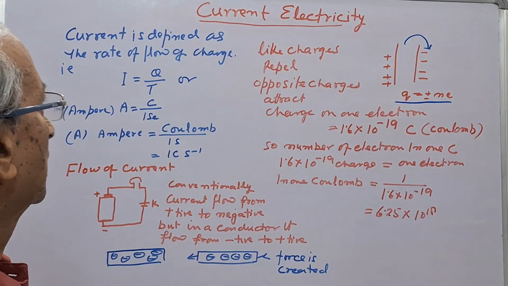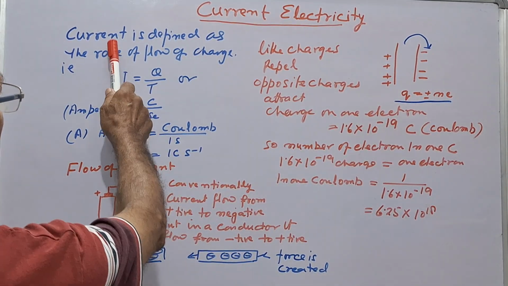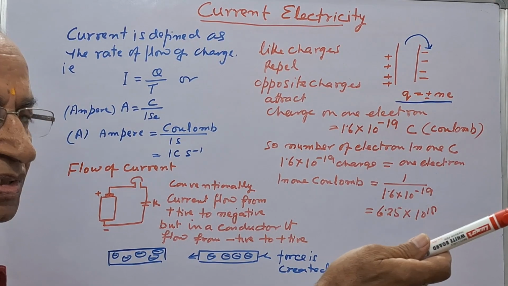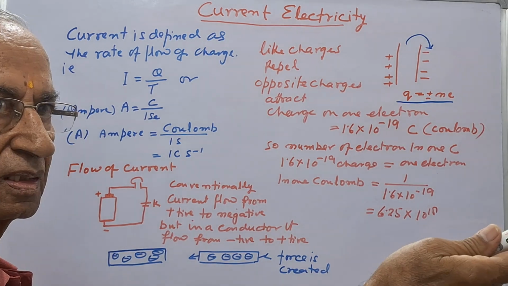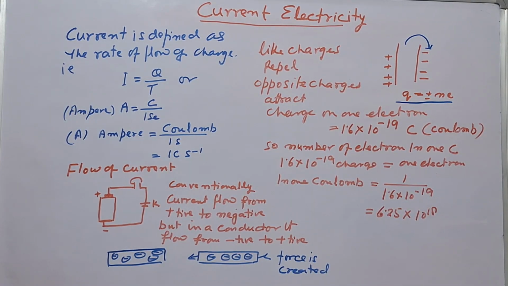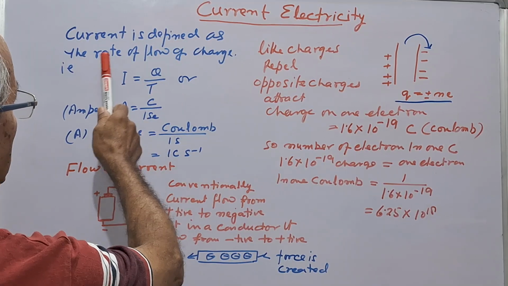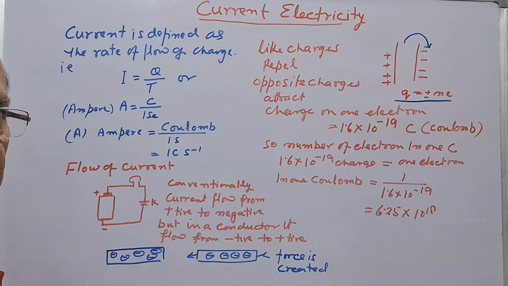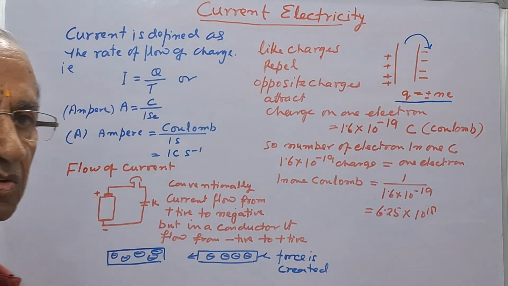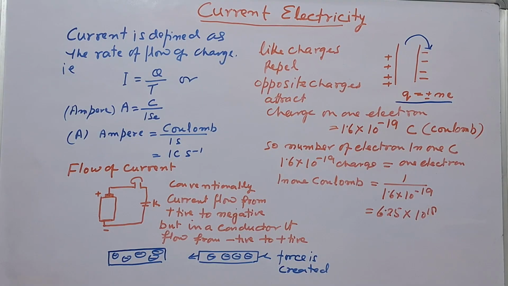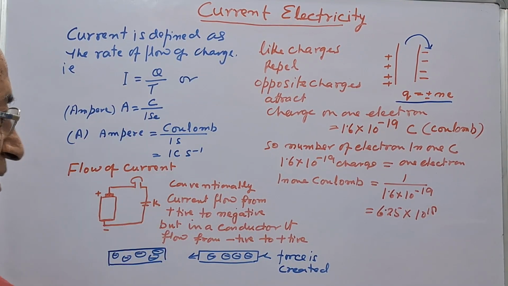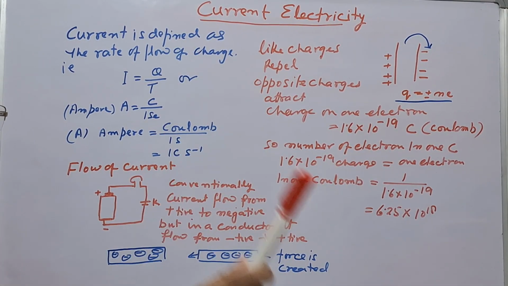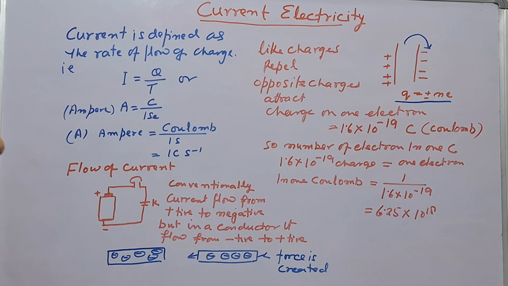Now we come to the current. What is current? In simple way, flow of the electrons per unit area in 1 second. Thus current is defined as the rate of flow of charge. Again listen, what is current? Current is the flow of electrons in a conductor, but it is defined as the rate of flow of charge. Now what do we mean by the rate? It means how much charge flows through a cross section in a unit time.